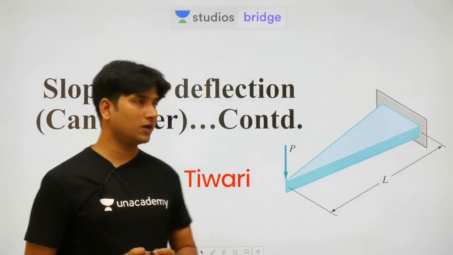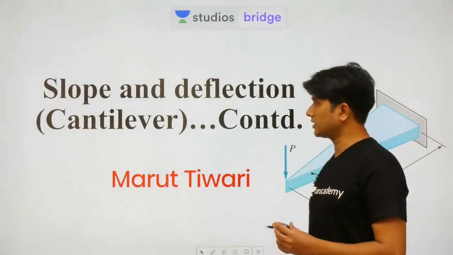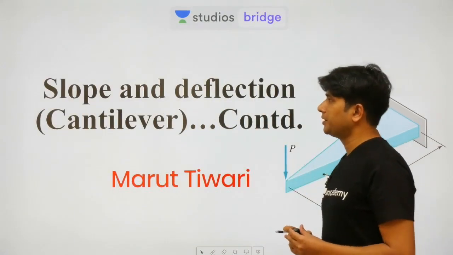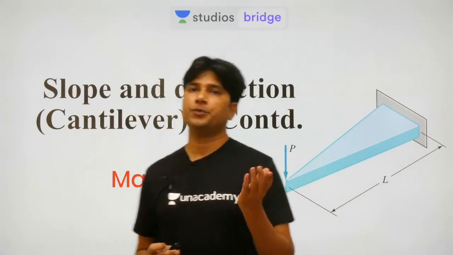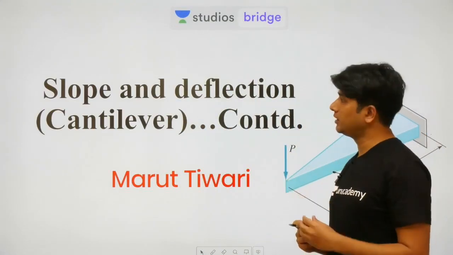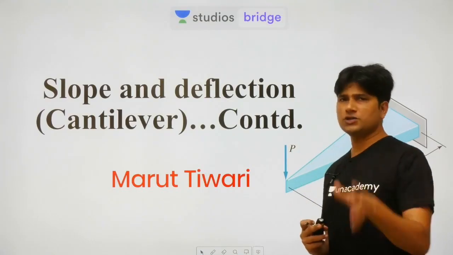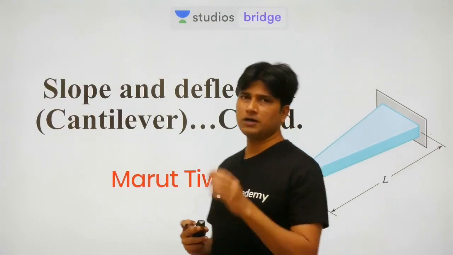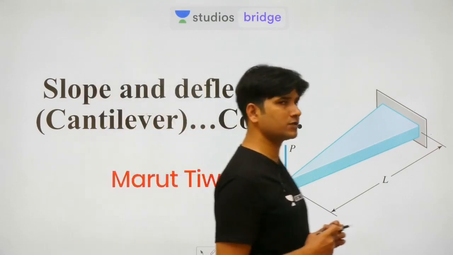This is the second lecture. This is the second part of slope and deflection of cantilever beams. If you have not already watched the first part, then I must request that you first go back and watch and complete the first part, which you will find on the same channel as Part 1: Slope and Deflection of Cantilever Beams.